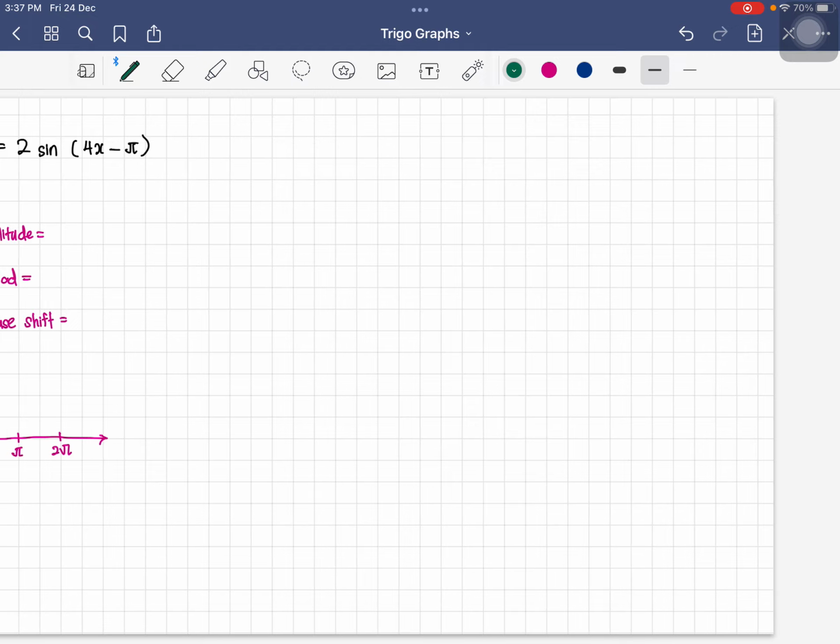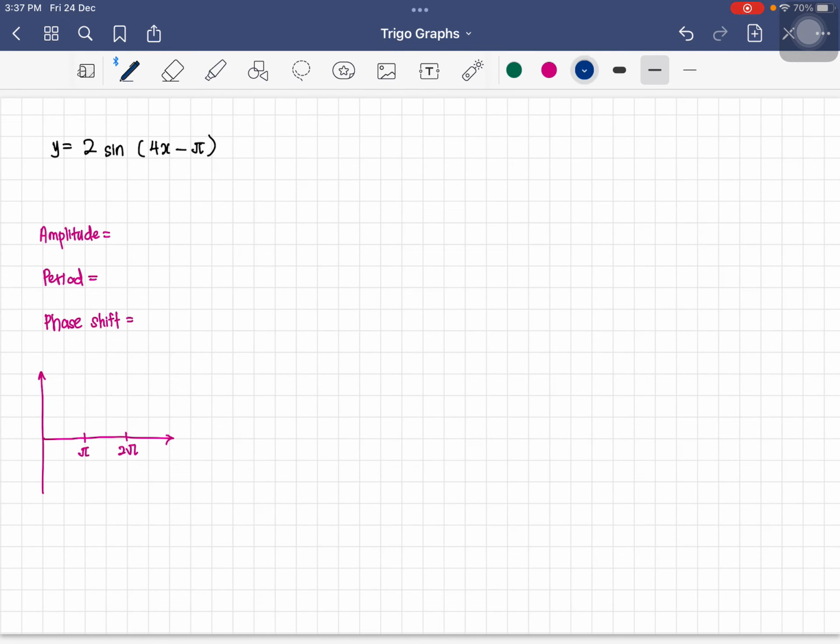Let's look at this one. Suppose we have this amplitude which is 2, my period which is 2 pi over the coefficient of x which is 4, therefore my period is actually pi over 2, and my phase shift is positive because it is negative here, so pi over 4. Basically our sine graph looks like this. So this is my sine of x. One complete cycle would look like this.